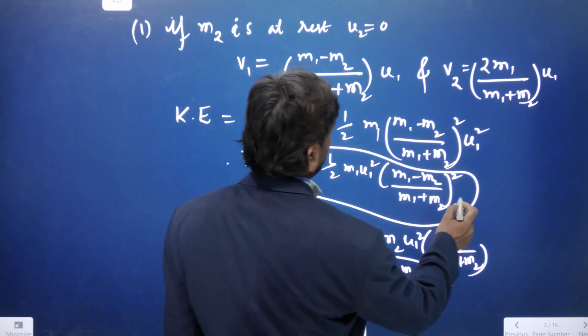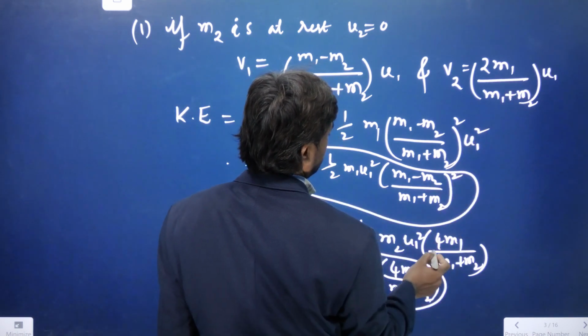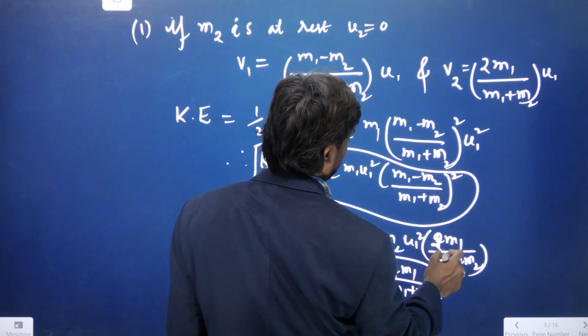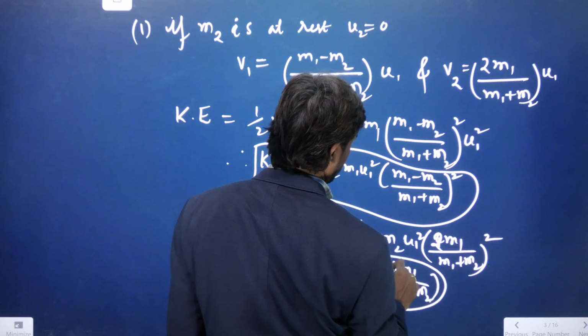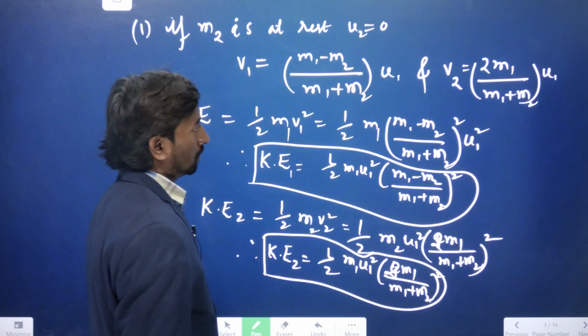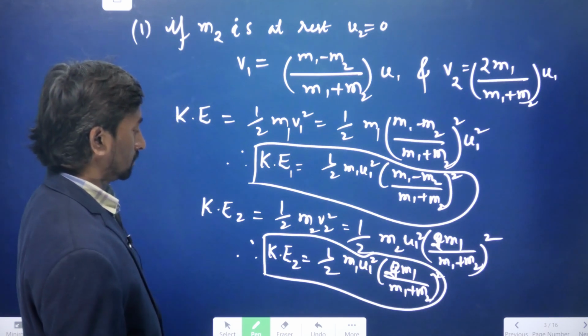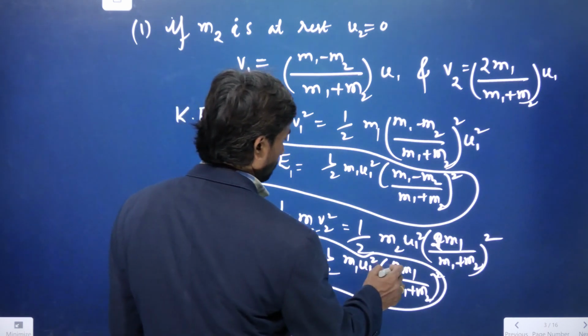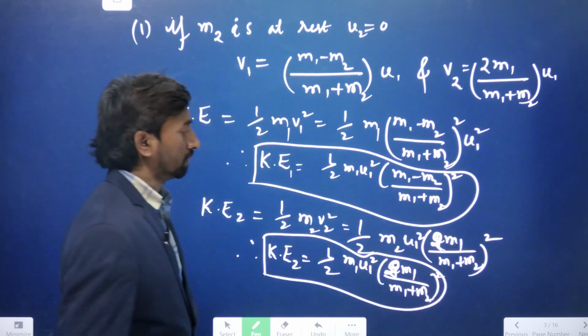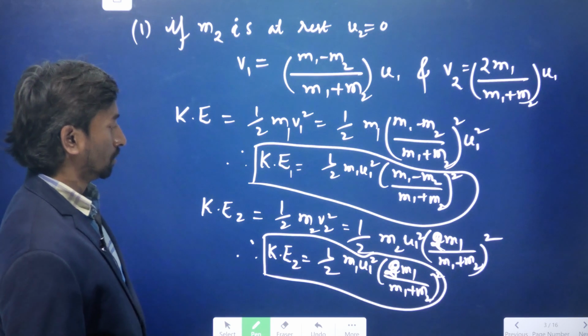So we can write here, this is a 2, this one whole square will come here, and this also has 2 into whole square. This one is m1 u1 square, so the square will come there. So this is not 4, this is a 2, here it is 2 m1 whole square.